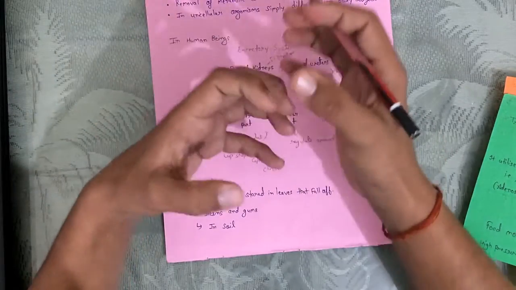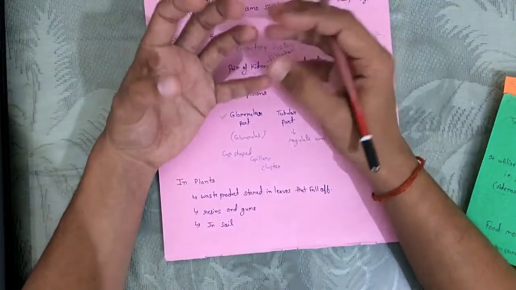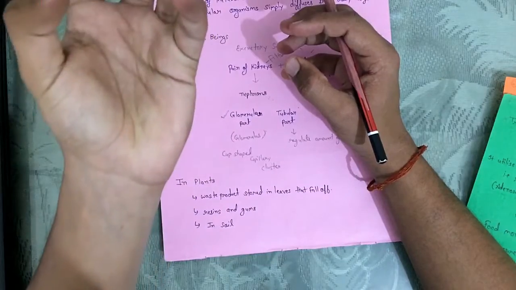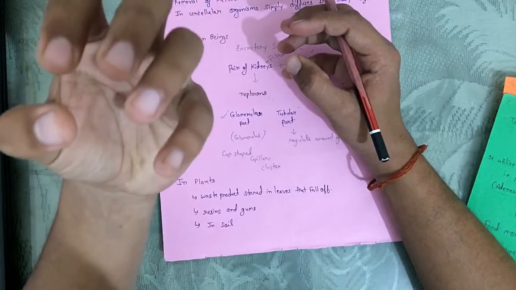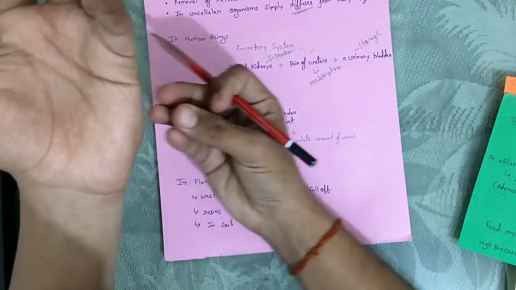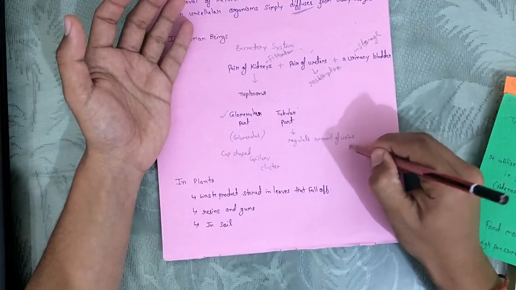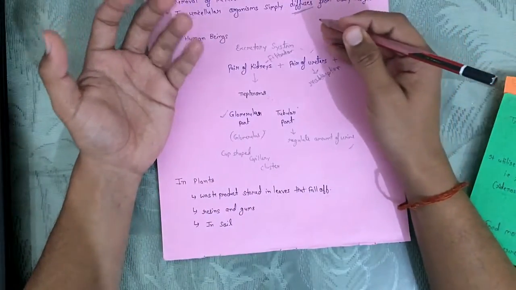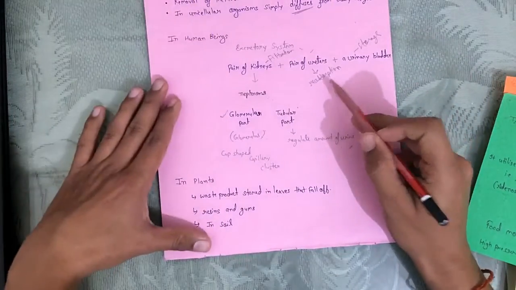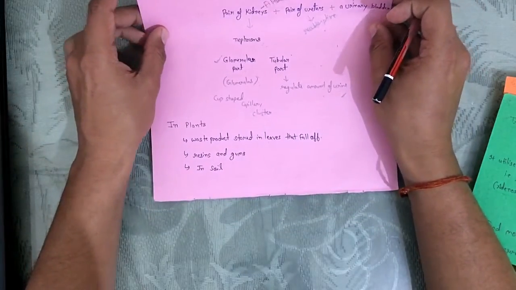Glomerulus is a capillary network, a cup-shaped capillary cluster, like a ball of capillaries, through which the blood passes and is filtered right here. Then we have a tube, and this tube carries the filtrate which is produced after filtration. And I told you reabsorption takes place here. So we can also regulate the amount of urine in our body.